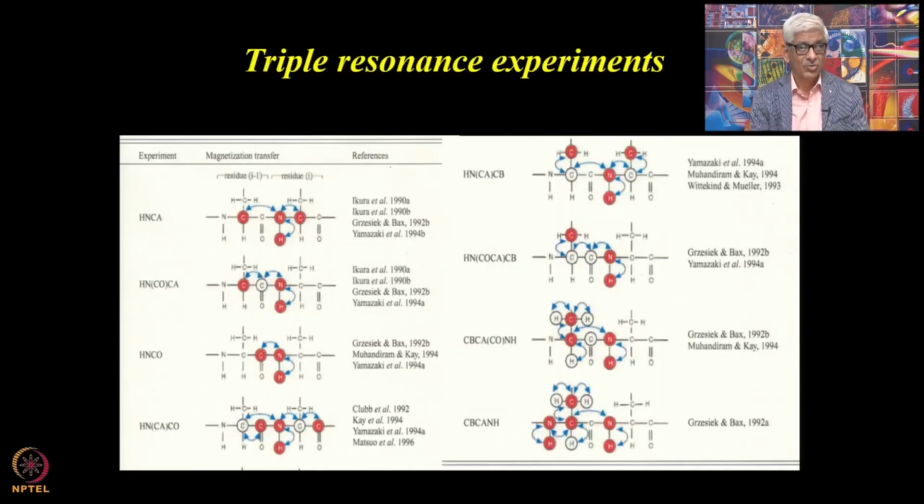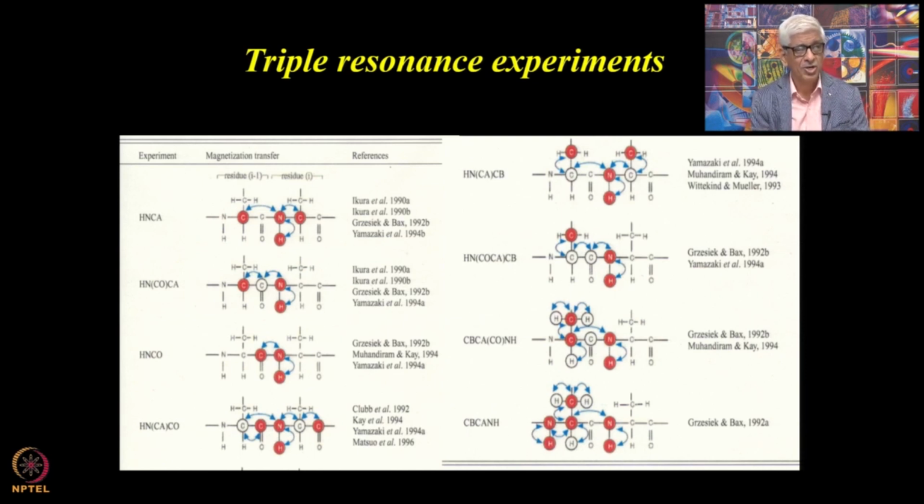Okay. Now we go to the next stage, what are called triple resonance experiments. So far we have been talking about 2-dimensional or 3-dimensional experiments where there were only 2 nuclei. One was the proton, the other one was the nitrogen. Now you can have 3 different nuclei also, right? As I mentioned, you can have proton, nitrogen and carbon. What does this require?